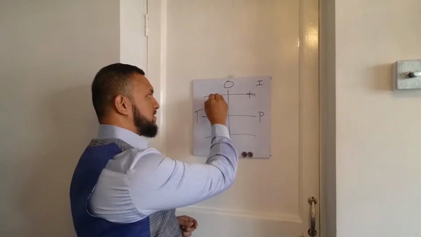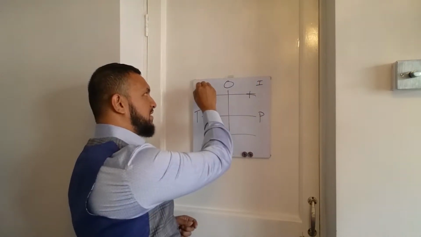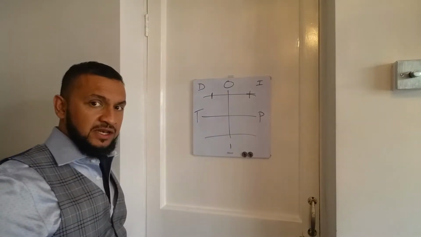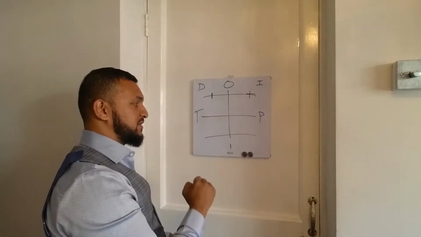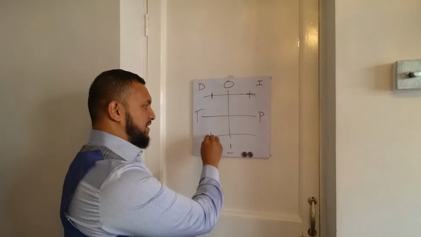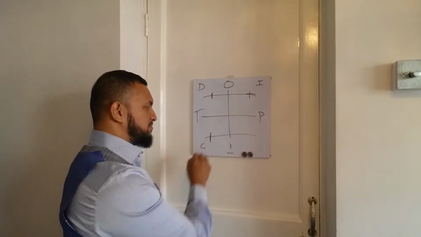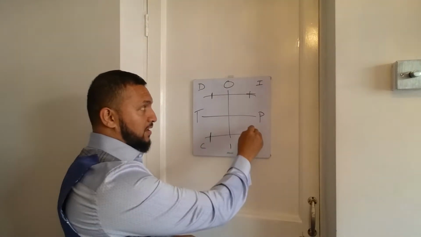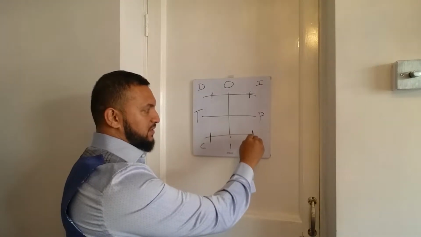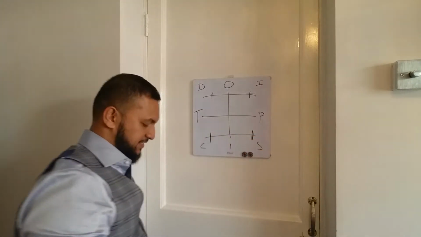If you are task orientated and outgoing, you'll find yourself here, which is the D category. If you are introverted and you're task orientated, you'll find yourself here and you will be C. And if you are introverted and people orientated, you'll find yourself here, which is an S.